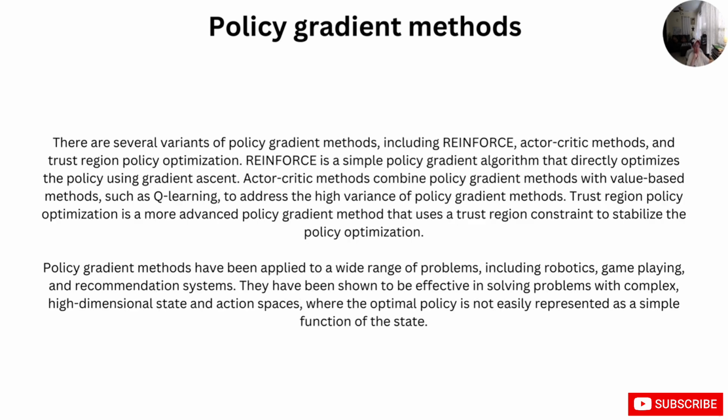There are several variants of policy gradient methods, including REINFORCE, actor-critic methods, and trust region policy optimization. REINFORCE is a simple policy gradient algorithm that directly optimizes the policy using gradient ascent. Actor-critic methods combine policy gradient methods with value-based methods such as Q-learning to address the high variance of policy gradient methods. Trust region policy optimization is a more advanced policy gradient method that uses a trust region constraint to stabilize policy optimization.